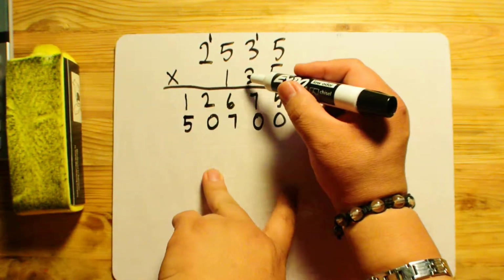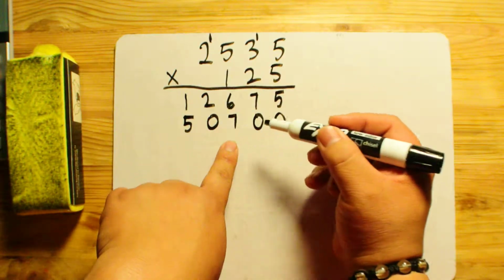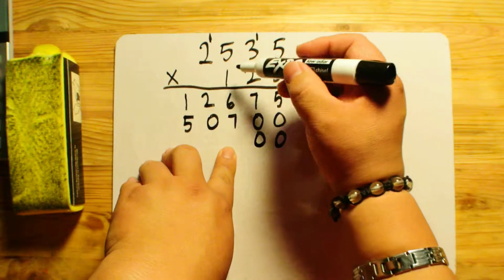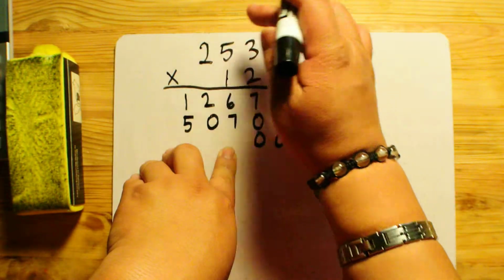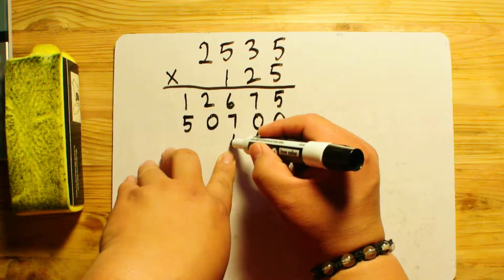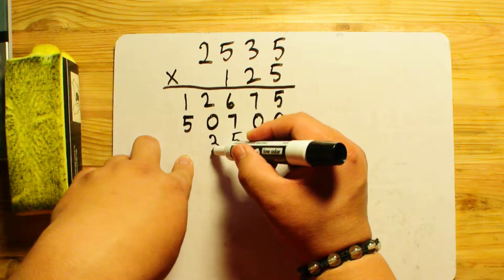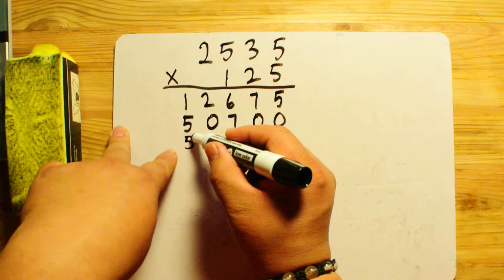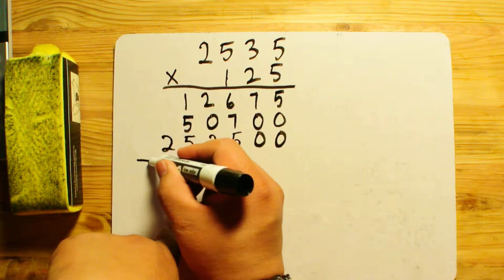Okay, because this is a 3-digit number, we move to this digit, and we have to fill in the blank spaces with 0. So now we have 1 times 5. Okay, let's erase these actually, so we don't get confused again. So 1 times 5 is 5, and 1 times 3 is 3, and 1 times 5 is 5, and 1 times 2 is 2.